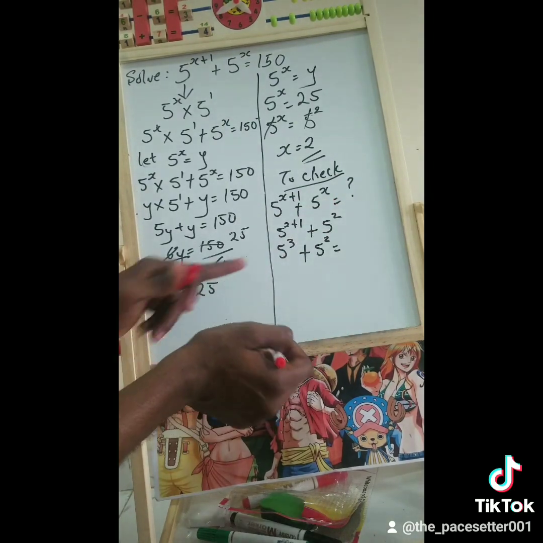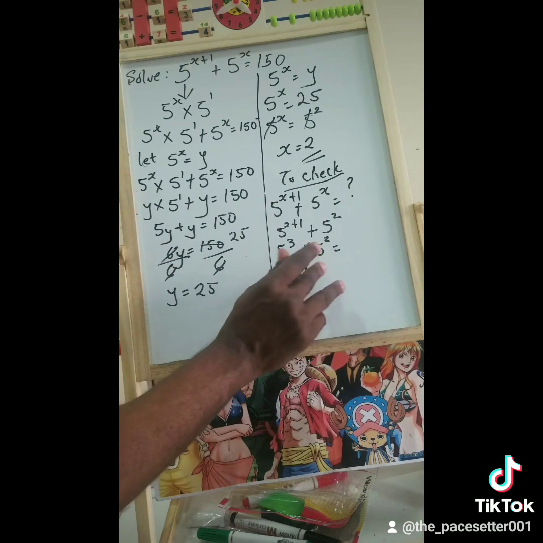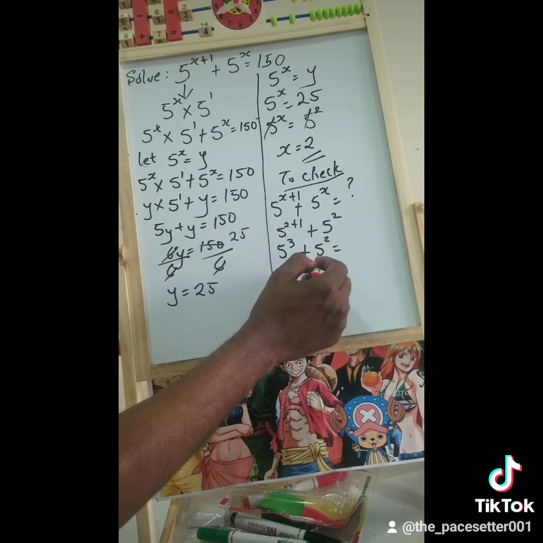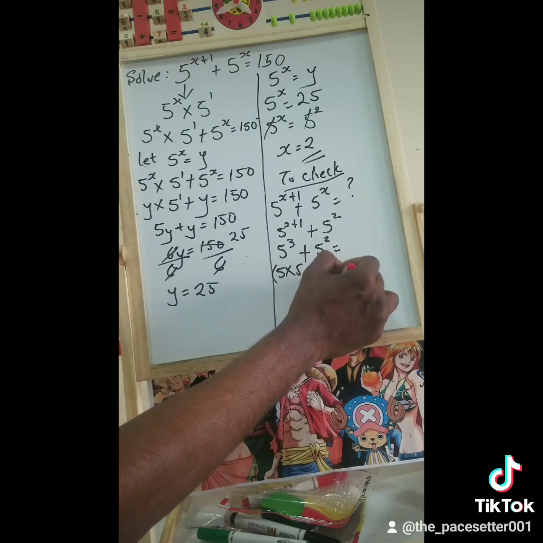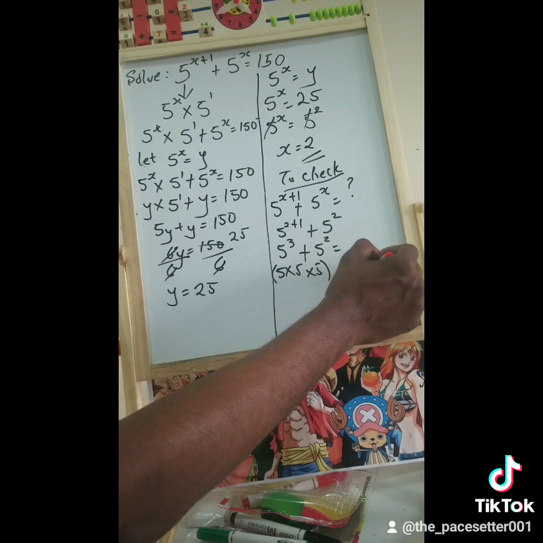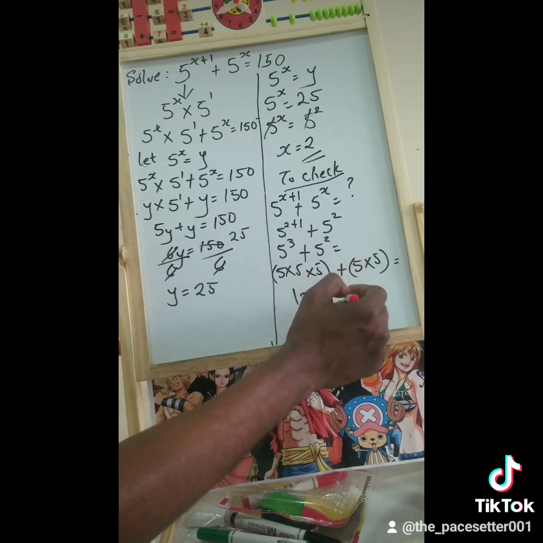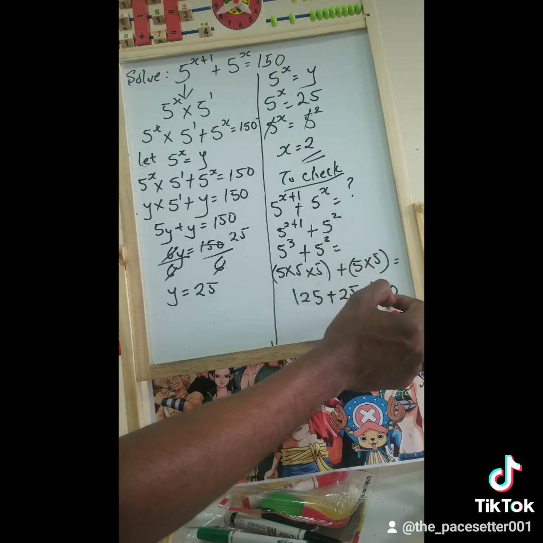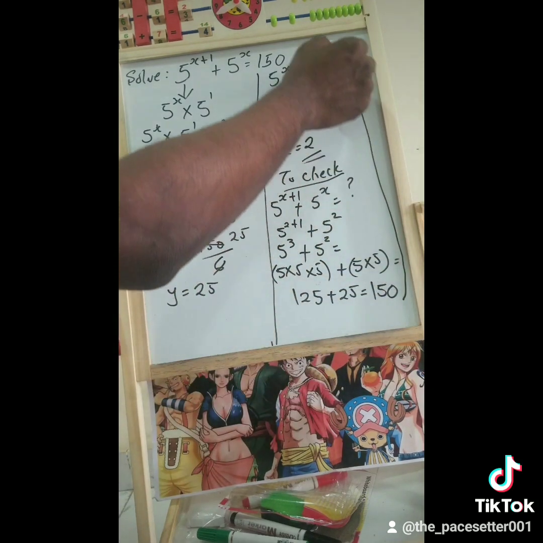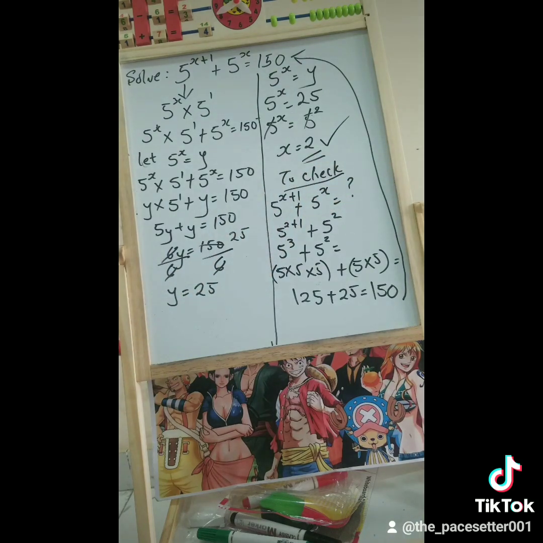Here, 5 raised to the power 3 is 5 times 5 times 5. Because of the sign, we use a parenthesis to separate them. Plus 5 raised to the power 2, which is 5 times 5. So what do we have? 125 plus 25. When you add this together, you get 150. We got the same answer again, which means our 2 is correct. Thank you.